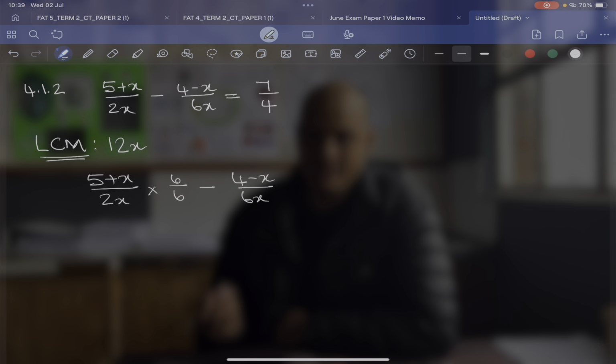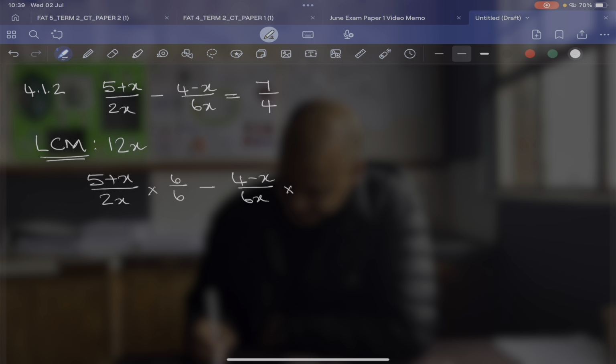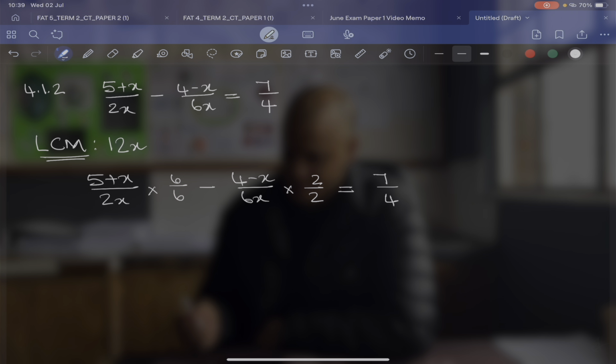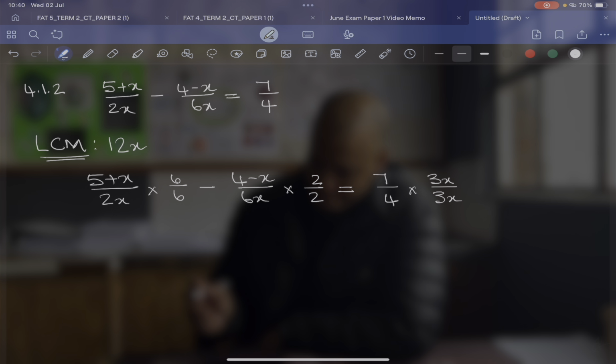What must 6x be multiplied with to get to 12x? And that of course would be 2. So I'm going to do that on the top and the bottom. And then on the right hand side, I've got 7 over 4. So what must I multiply 4 with to get to 12x? And that of course would be 3x. So I'll multiply top and bottom with 3x.